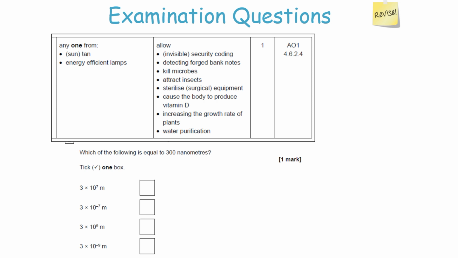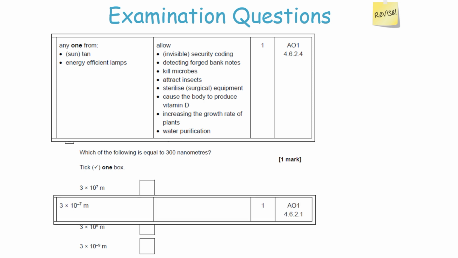But that's not actually standard form, because standard form needs to be between 1 and 9.9. So actually 300 becomes 3, but because we've got rid of the 2 zeros, it's now 10 to the minus 7. So our answer will be 3 times 10 to the minus 7 meters.